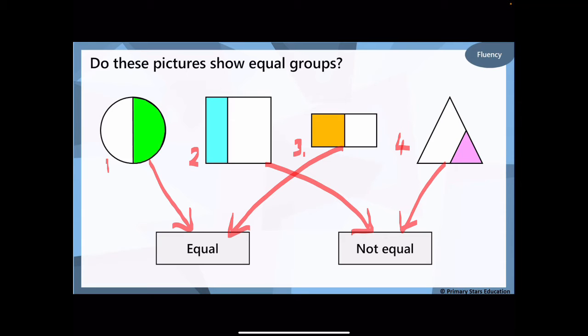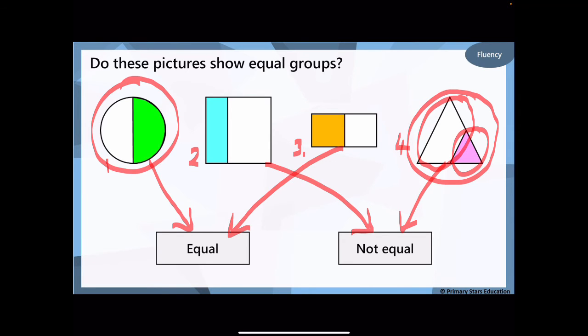Tell the screen now why this shape is not equal. Well done. This part is not the same size as this part. Tell the screen why this shape shows equal parts. Fantastic! This part is the same size as this part.